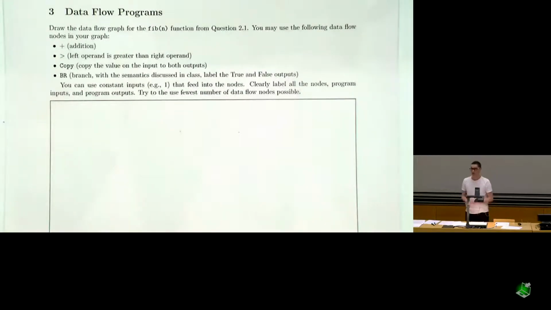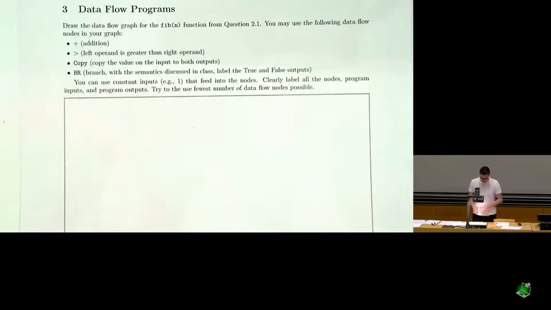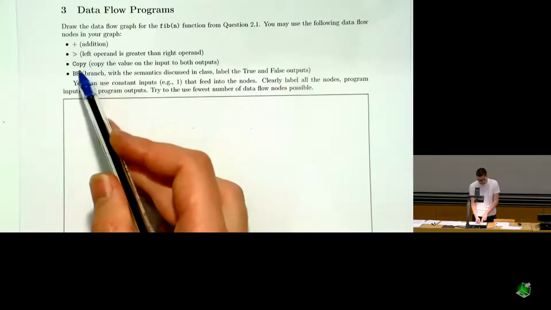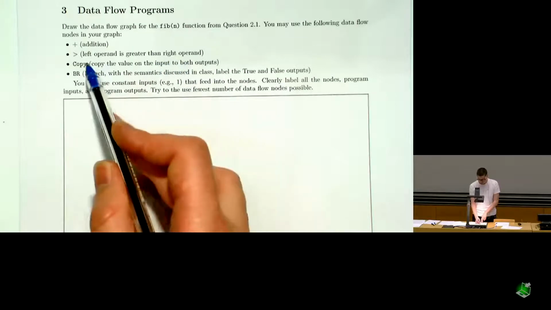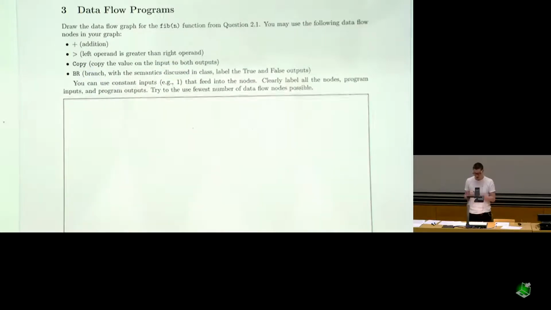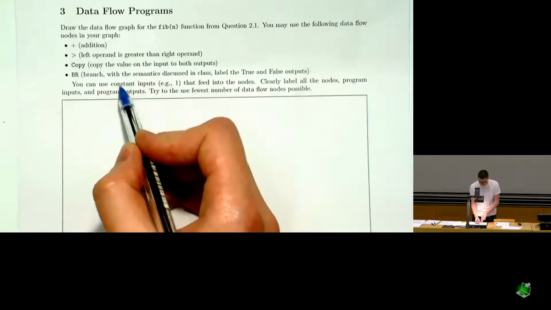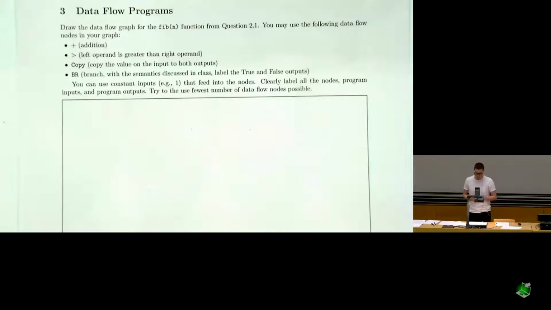It's about data flow. Do you remember data flow? It was kind of early in the lecture. I don't know exactly which week, but it has been a while. Probably you are not looking at data flow machines. So this question asks for a Fibonacci function implementation. It gives you some nodes that you can use, such as addition and greater than operand, then copy and branch. You are allowed to use only those, and also you can use constant inputs to feed to your nodes. And that's it. Using those nodes, you will need to implement Fibonacci.